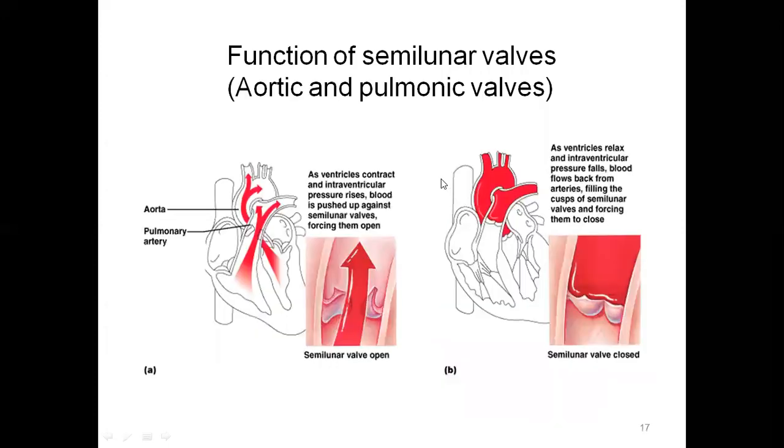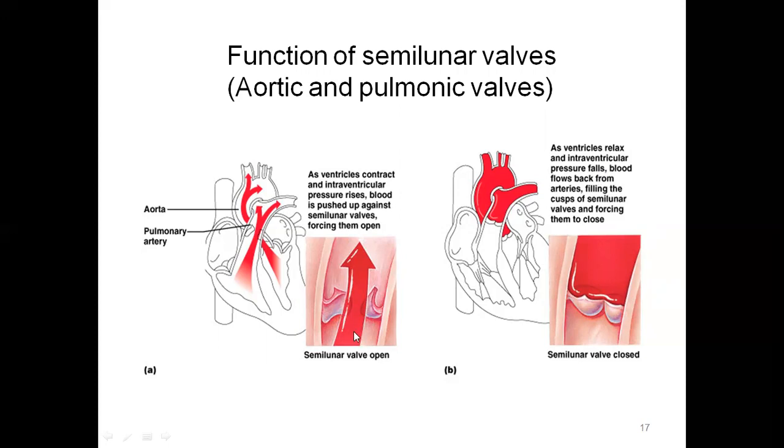Now we'll discuss the functions of semilunar valves, which are the aortic and pulmonic valves. You can see in the picture, this is the aorta and this is the pulmonary artery. As ventricles contract and intraventricular pressure rises, the blood is pushed up against the semilunar valves, forcing them to open. And as ventricles relax and intraventricular pressure falls, because the blood has moved out, blood flows back from the arteries, filling the cusps of the semilunar valves and forcing them to close.